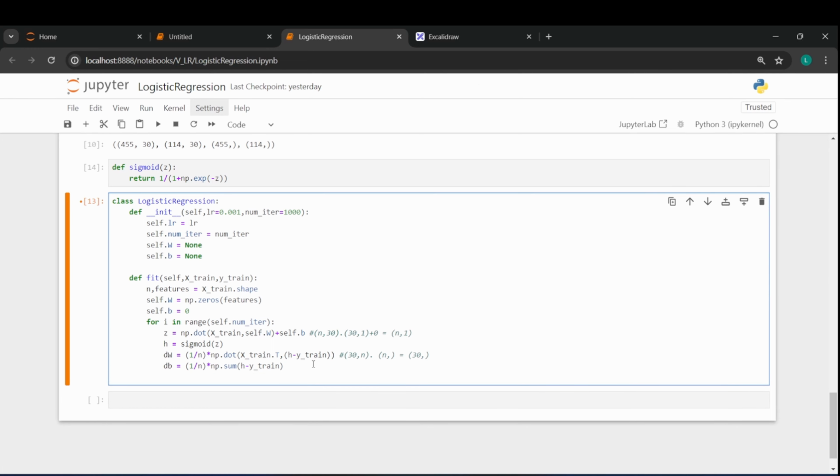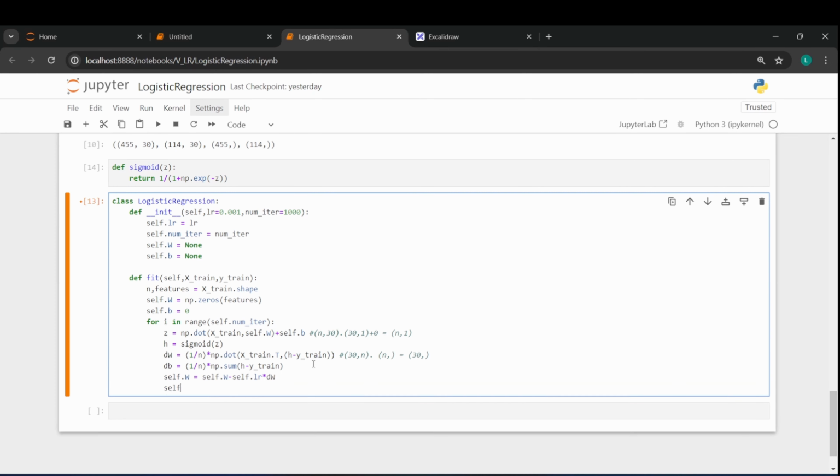Now let's update the value of w and b. So self dot w equal to self dot w minus self dot learning rate into dw, and self dot b equal to self dot b minus self dot learning rate into db. Now that's it. This completes the training of the logistic regression model.